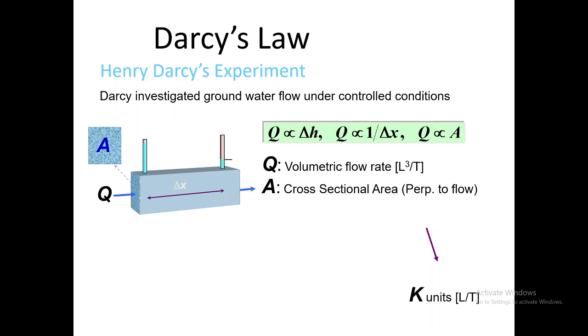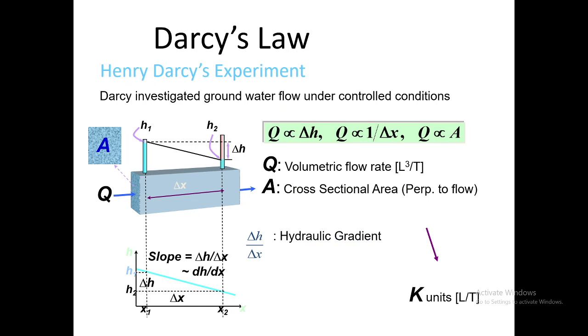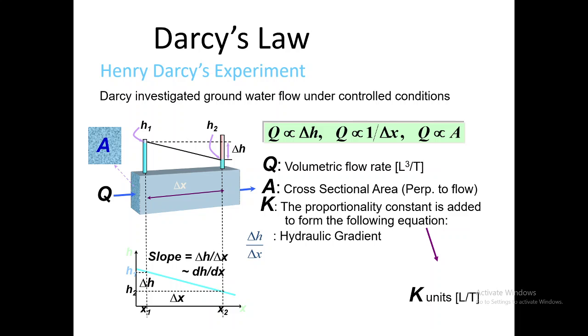Q is equal to KIA, where K is the hydraulic conductivity. This is H1, this is H2, this is delta H, and this is the slope, delta H by delta X. This is the hydraulic gradient, equal to the slope. K is the proportionality constant, which is added to form the following equation. This one.